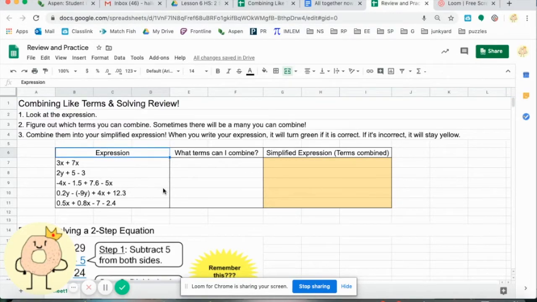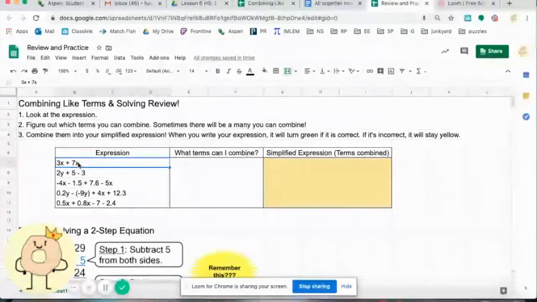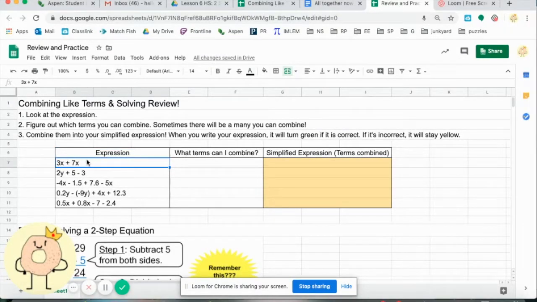So I've got this first part. When you open it up, it looks like this, and I have this table that I'm going to need to fill out. My instructions are I'm going to look at the expression that I have. So I have this first expression that's 3x plus 7x. I need to figure out which terms I can combine together. So in this case, what I can combine together is 3x and 7x. And I know that I'm adding them together because that's what I was doing over here.